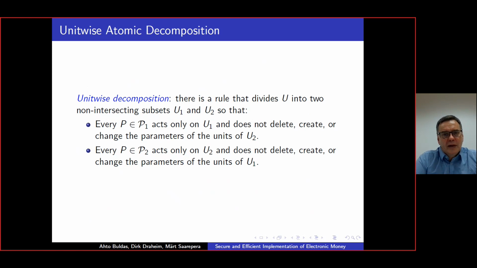Okay, so more generally, we can define unit-wise atomic decomposition as a rule that divides the set of units into two non-intersecting subsets, U1 and U2, so that every payment in the first money scheme acts only on U1 and does not delete, create, or change the parameters of the units in the other set. And every payment in the second money scheme acts only on U2 similarly.